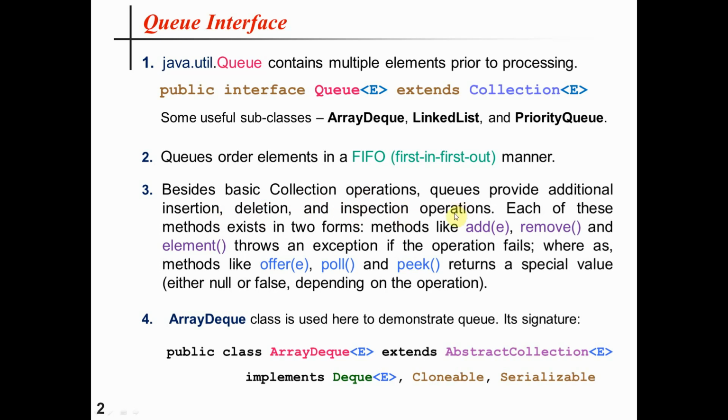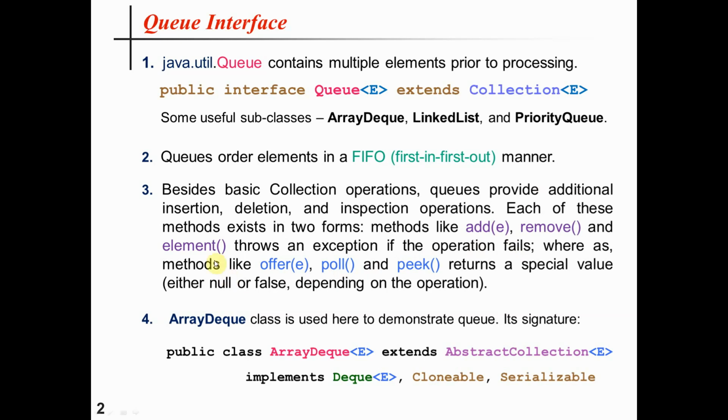Now each of these operations like insertion, deletion and inspection fall into two different categories. Methods such as add, remove and element will throw an exception if the operation fails, whereas methods like offer, poll and peek return a special value, which is either null or false depending on the operation that we are going to perform. So that is the idea.